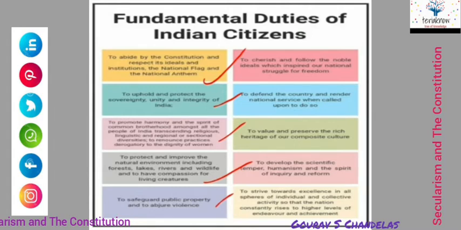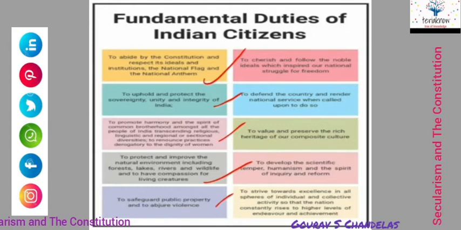Now, the sixth one: to cherish and follow the noble ideals which inspired our national struggle for freedom. It means we must follow the ideas which inspired our national struggle for freedom. So why Gandhi inspired? Why Jawaharlal Nehru? Why Sardar Vallabhbhai Patel? Dr. B.R. Ambedkar? Why did all of them get inspiration? From where did they get the inspiration? Because they were very much conscious of the country. They were very much devoted to the country. All the decisions were taken in favor of the country. Understood? So we must learn all the ideals from them.